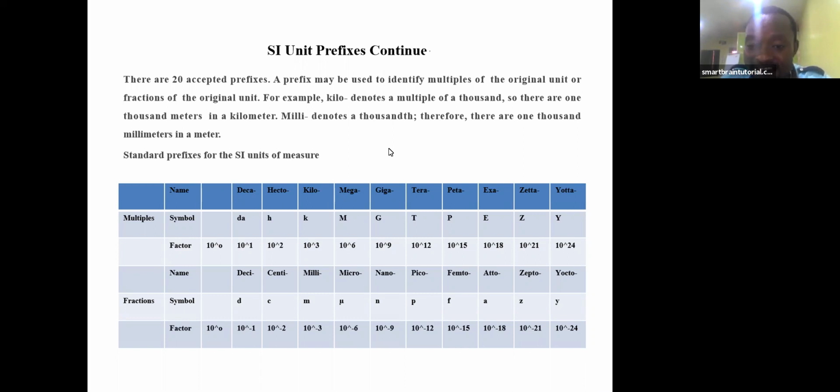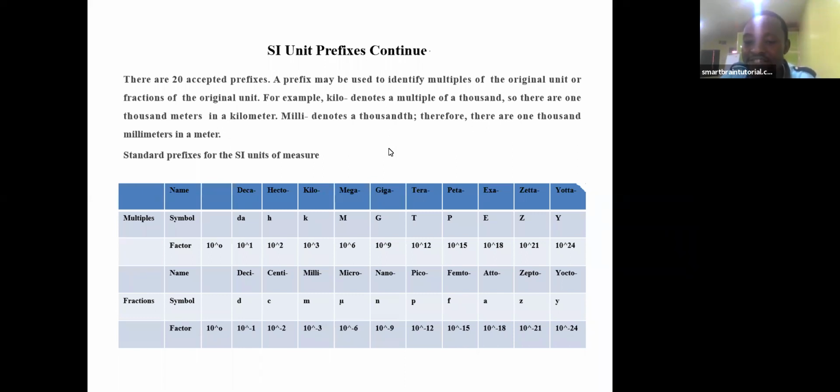Then you have the tera. The tera is 10 raised to the power 12. That means 1 and 12 zeros added to multiply what you are dealing with. If you are considering the meter, it is 1 and 12 zeros, which is going to be over a trillion. And the same way, you go to peta, exa.